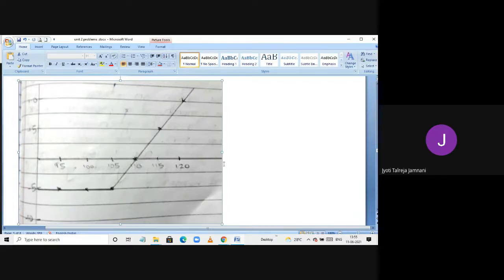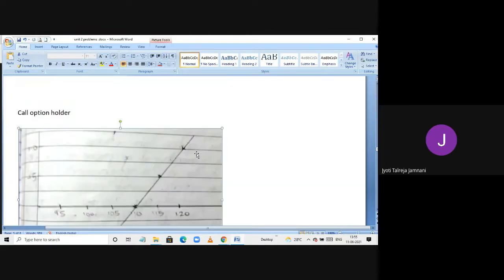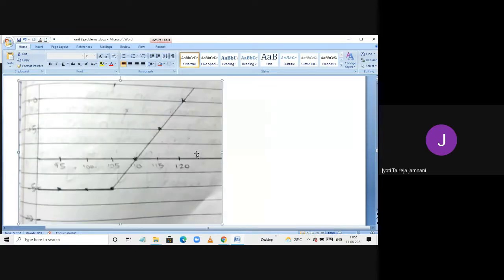If the prices still go on increasing, 125, 130, 140, he'll keep on gaining. So there is no limit for his gain, but the loss is limited to 5 rupees. So this is how a call option holder's graph will look like. The same is there in my PPT. In the morning I told you with the sums I will explain you those graphs. So this is how it is there with the sums. You can check the PPT. Now you will be able to correlate it better.